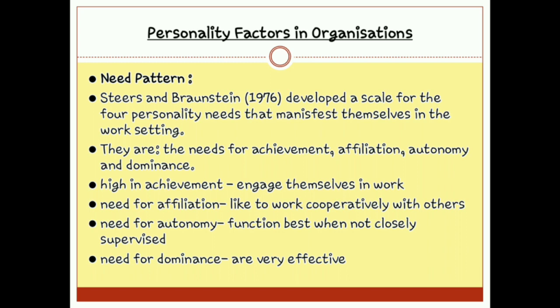So Steers and Braunstein developed a scale for four personality needs that manifest themselves in the work settings. So first one is the need for achievement, affiliation, autonomy, and dominance. So first one is high in achievement, so they engage themselves in their work. Next one is need for affiliation. They like to work cooperatively with other members of the organization. Next one is need for autonomy. So it functions best when not closely supervised. Next one is need for dominance. They are very effective.